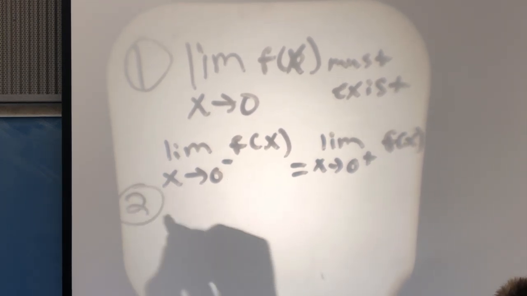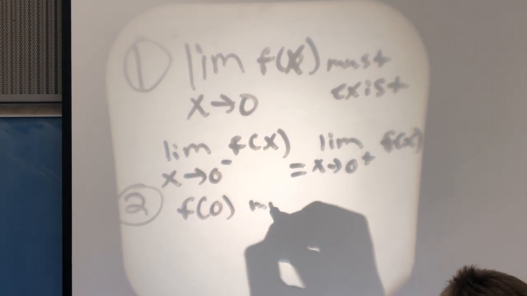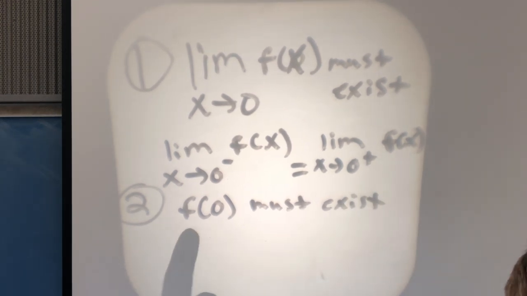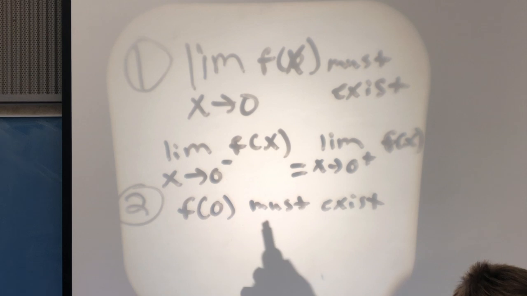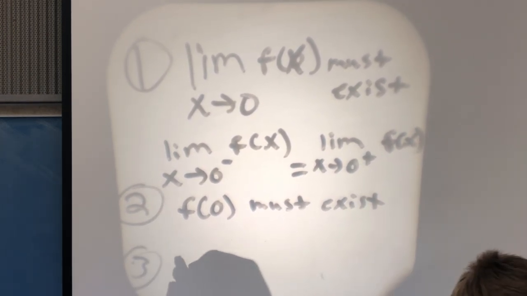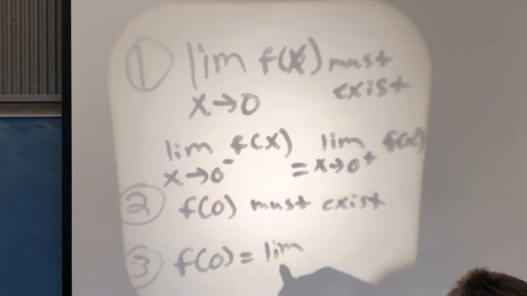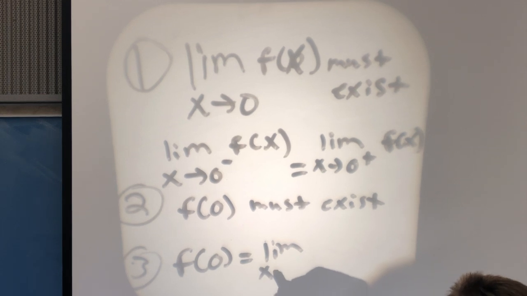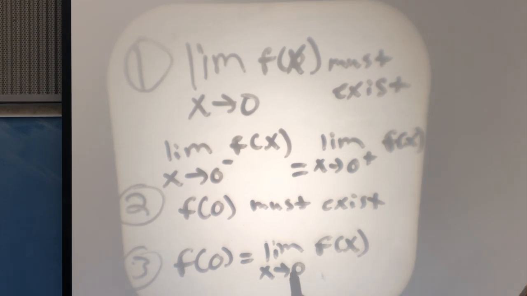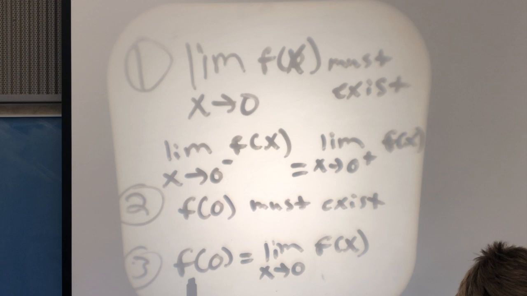Our second criteria is that f of 0, which is your point, must exist. So your point must be in the domain. So 0, as an example, would have to be in the domain of your function. And the third criteria is that f of 0 has to be equal to the limit of f as x approaches 0 of your function. This means that the limit from the left side and the right side has to equal your function.